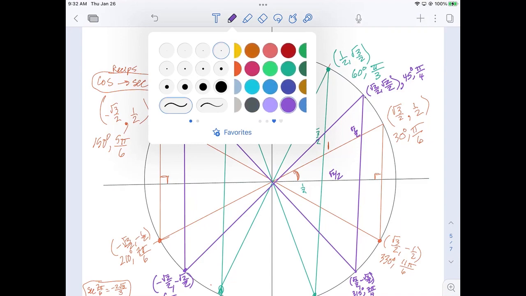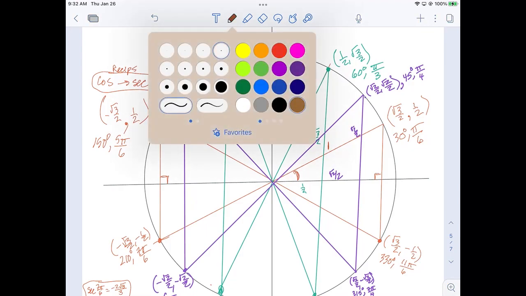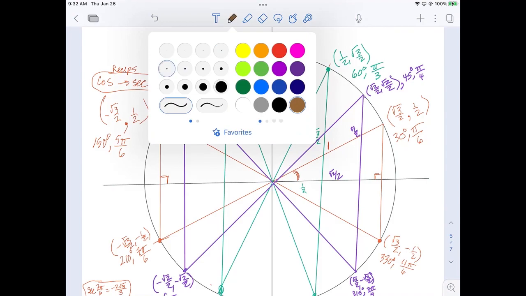What's a good color that I can use here? They're all contrasted already. Black, red, bright red, brown. Beefy brown, beefy, beefy.